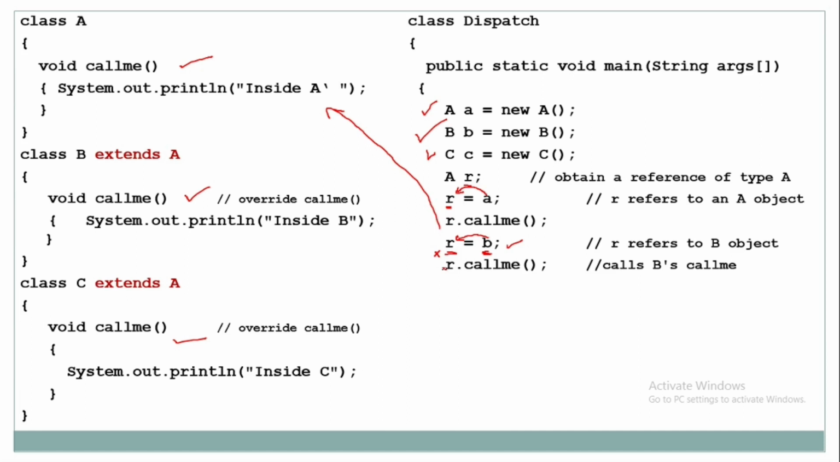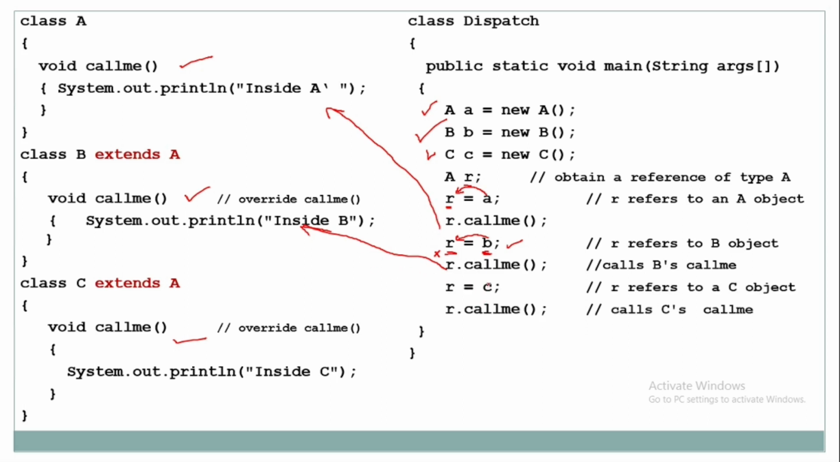So this r dot call me will call the method which is available in the class B. Now as you can see, again object C is assigned to a superclass reference variable. Whenever a call is made using R, the call will depend upon the type of the object being referred. Again for R dot call me, the type of object here is of class C, so R dot call me will call method call me of class C.